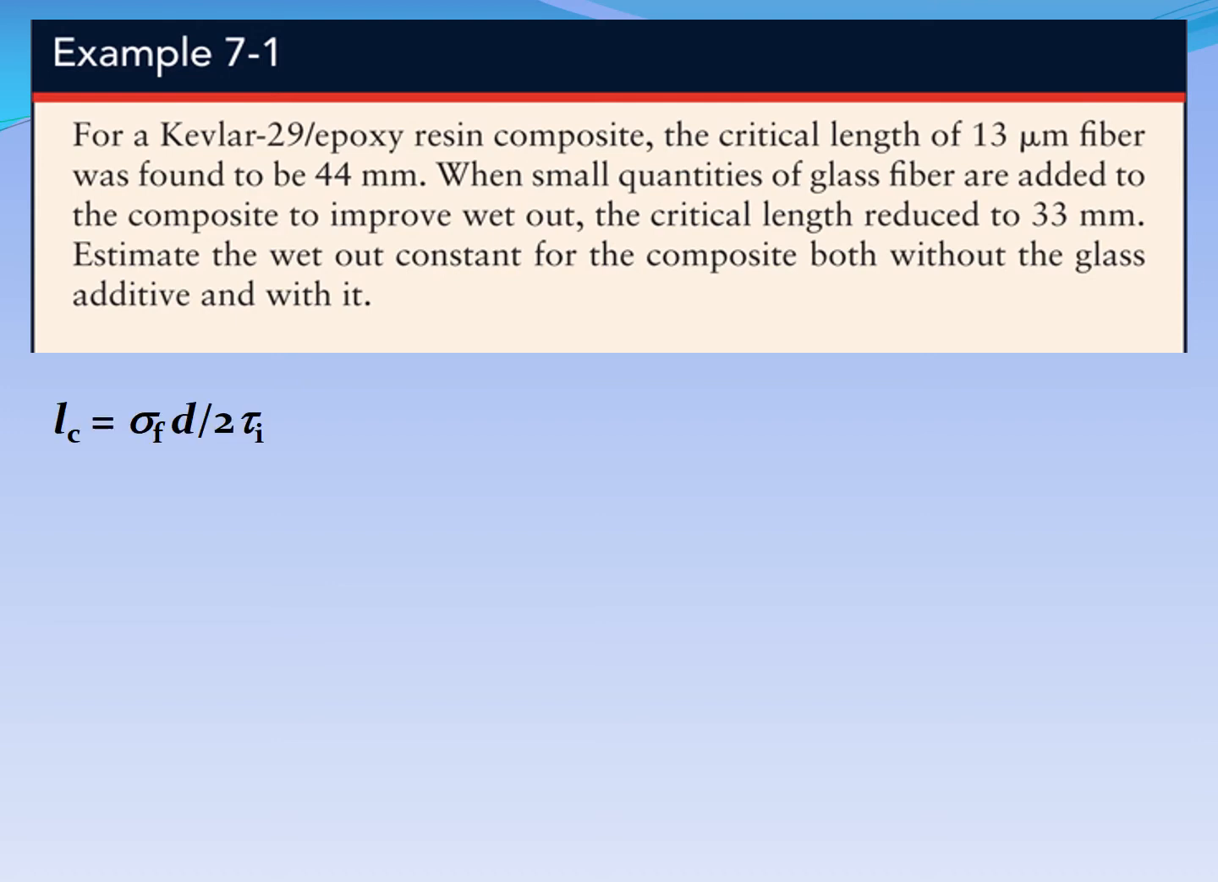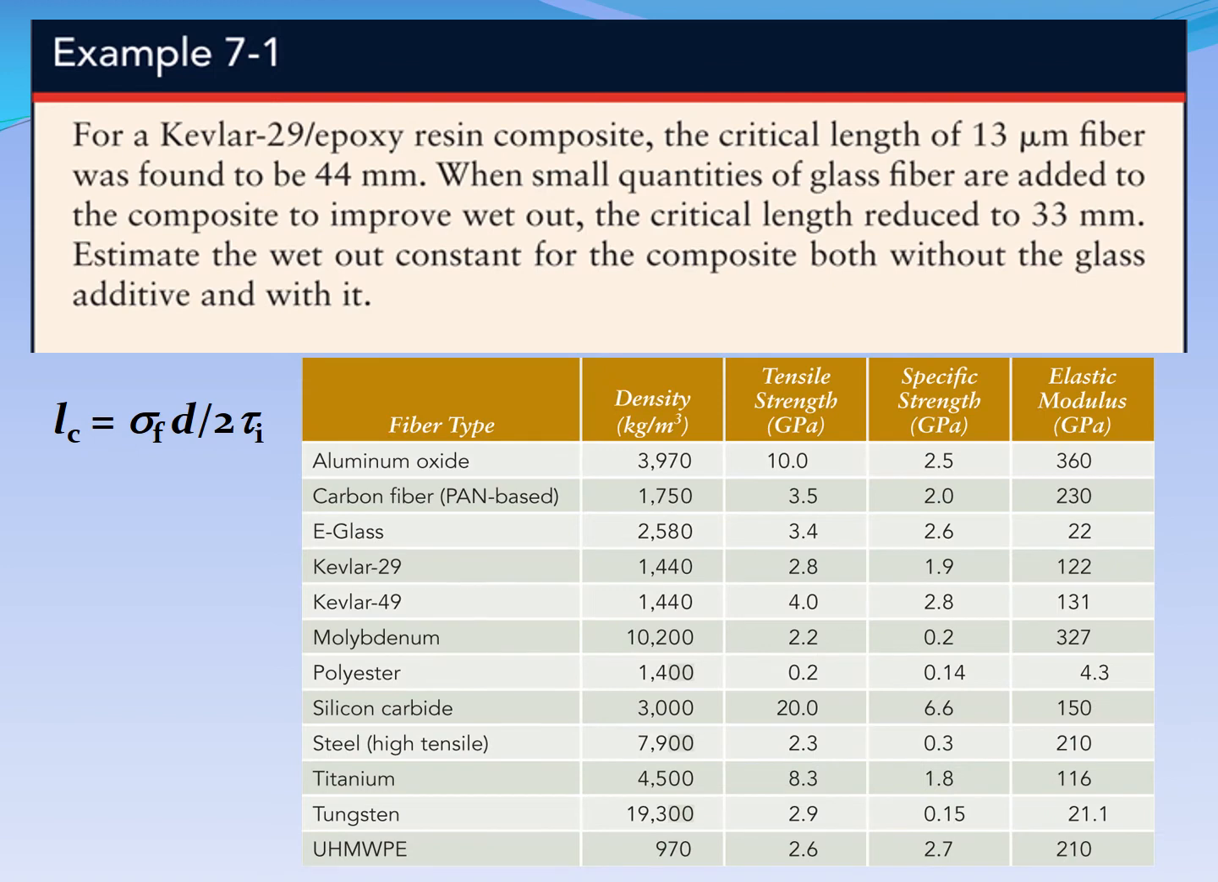So the equation is this, right? The critical length, strength of the fiber, diameter of the fiber, the wet out constant. So this is the equation. This is the only equation that you have, and this is the table, right? So Kevlar 29, you have all the values. You have for E-glass also.